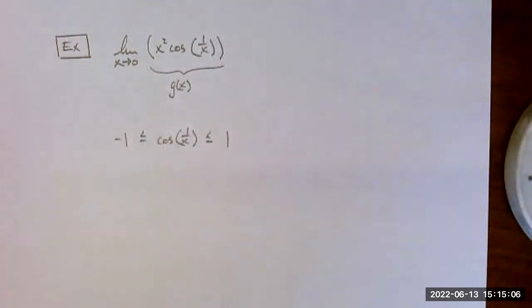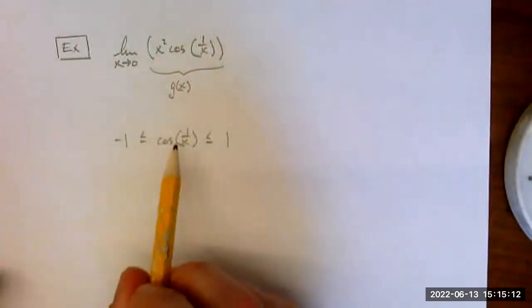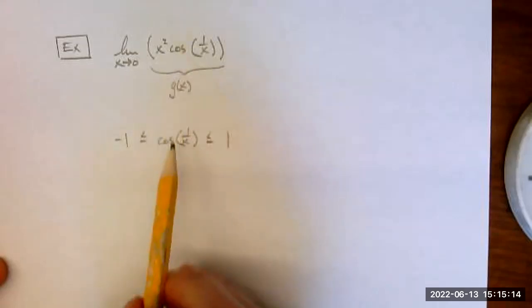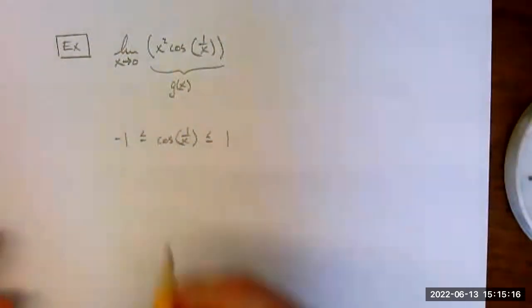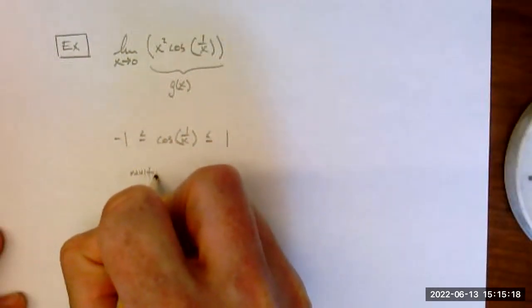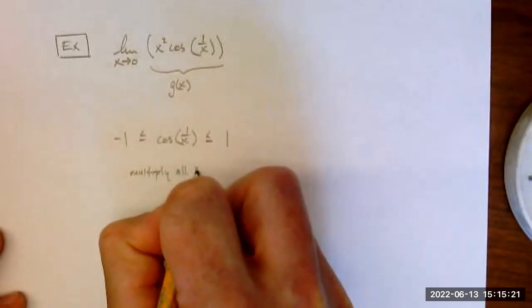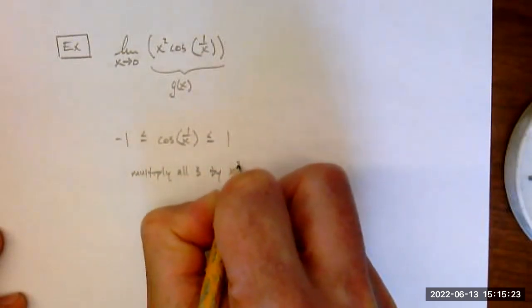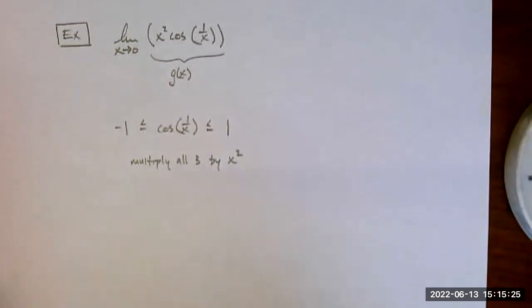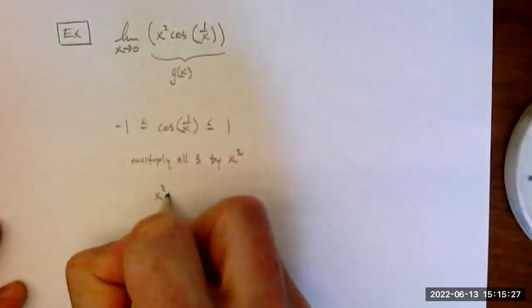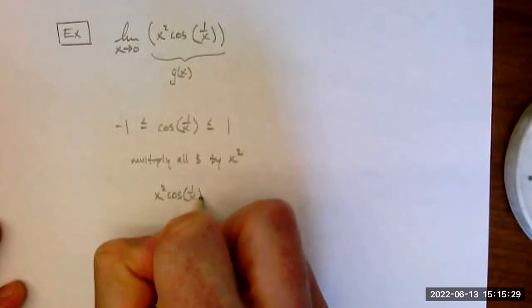So we're just going to start with this true statement. We all agree with this. From here, we can build our g of x in the middle. Multiply all 3 by x squared, and we'll have it. So I want to multiply the middle by x squared to create my g of x.